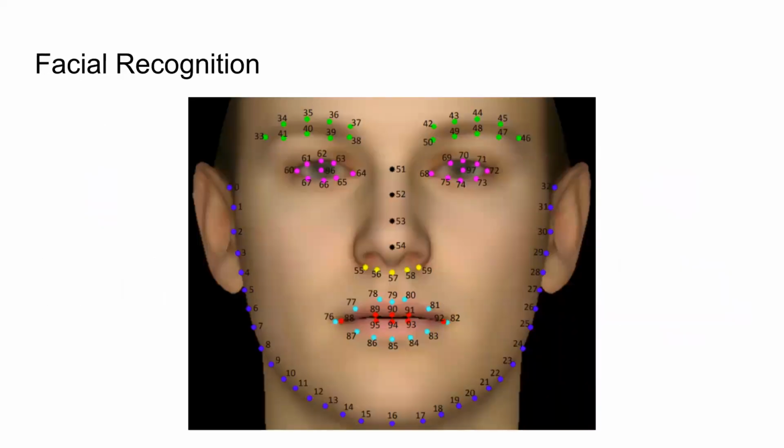So here are some examples of computer vision applications. Facial recognition. This particular image here has a labeled facial image that has 95 points.